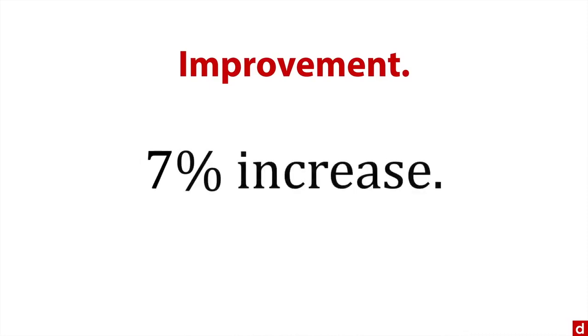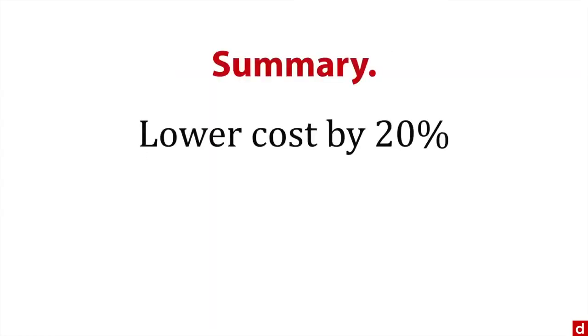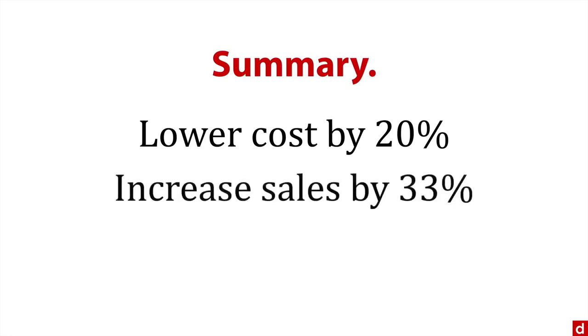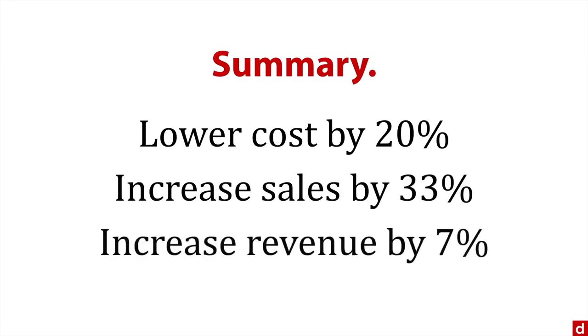And anybody would be thrilled to get a 7% increase in their business simply by changing the price and increasing the overall revenue. So let's summarize what we found here. If you lower the cost by 20%, go from $500 per year to $400 per year, assuming all of our other information is correct, then you can increase sales by 33%. That's more than the 20 that you had. And that increases total revenue by 7%.